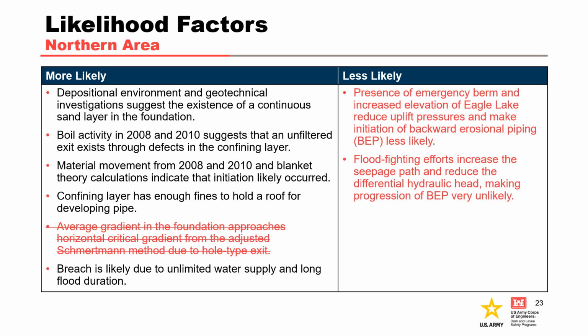The likelihood of initiation has changed from a near certainty to unlikely, and the likelihood of progression has changed from neutral to between unlikely and very unlikely. Additionally, the original more likely factor related to the hydraulic condition for progression of BEP has been eliminated. Overall, it can be reasonably concluded that the intervention efforts dramatically reduced the likelihood and likely prevented major damage of the embankment or breach from backward erosion piping in the northern area.